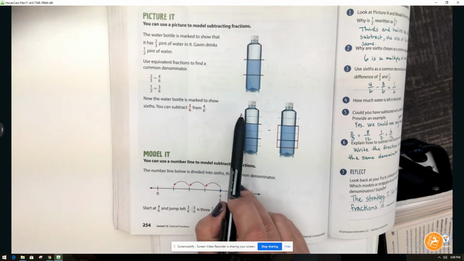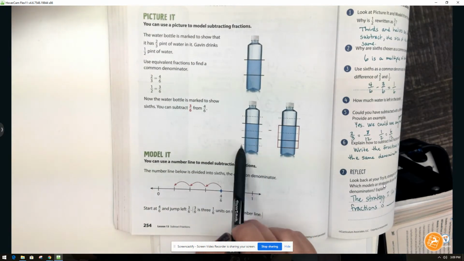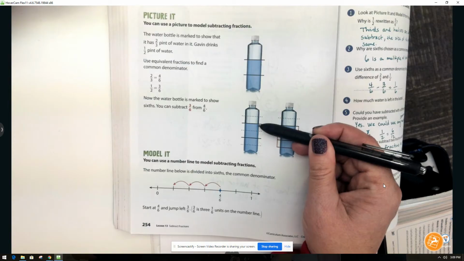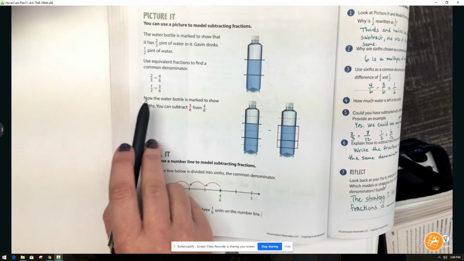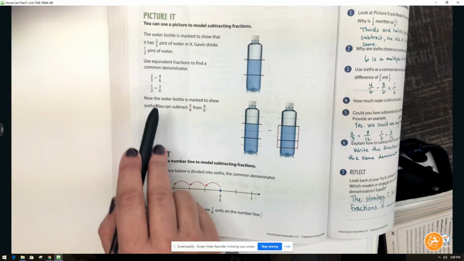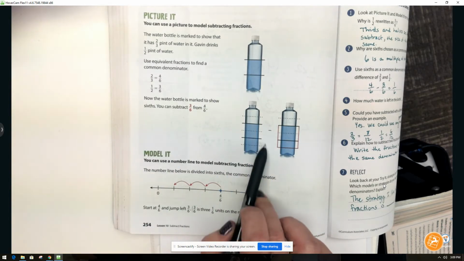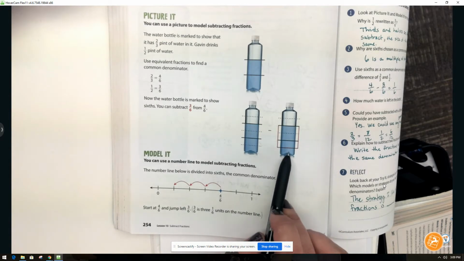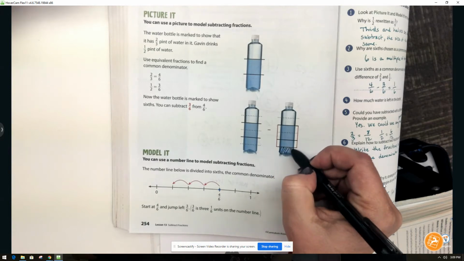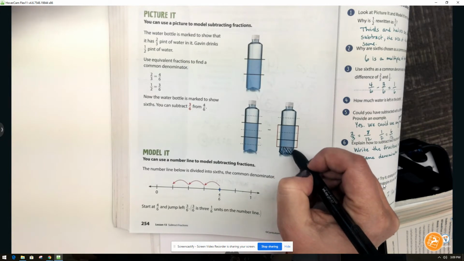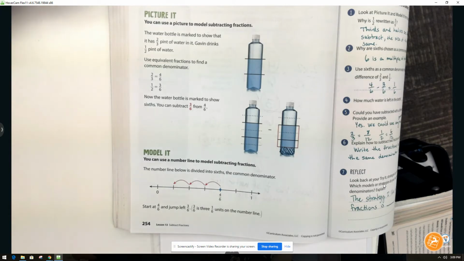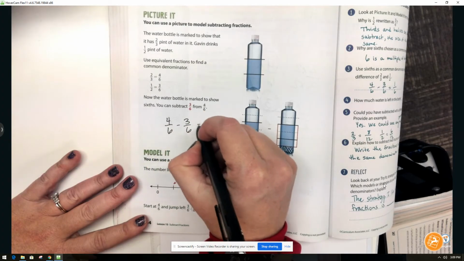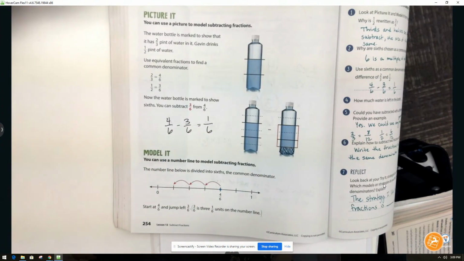So if we took the water bottle and split it into sixths, then we have 6 sections: 1, 2, 3, 4, 5, 6. So we started with 4/6, and then we see that we drink 3/6. If you look at this second picture, we start with 4/6, and then we take 3/6 away that we drank. And then all that's left is this tiny little piece here at the bottom, which is 1/6. So we know that 4/6 minus 3/6 equals 1/6.